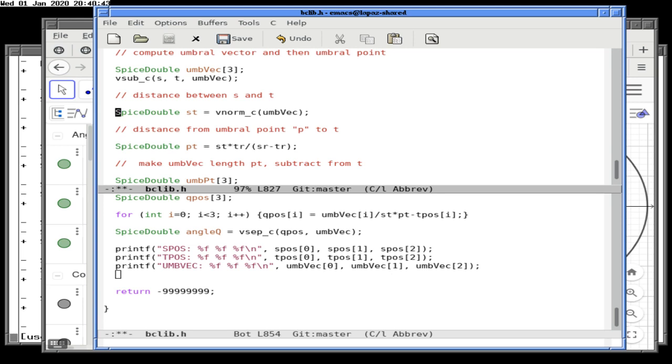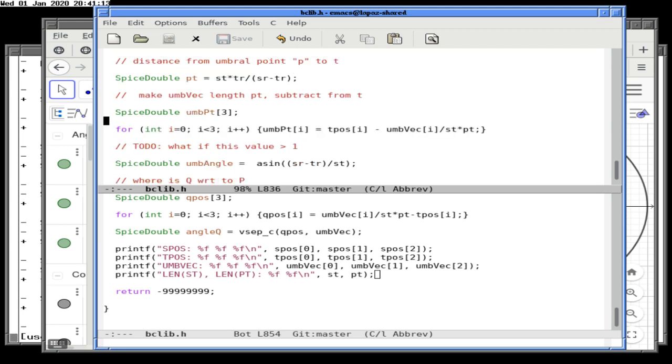Now, of course, this is just the norm of the umbral vector. But hey, if we're going to print out stuff, we might as well do it. ST. Okay, so we're just saying len ST and then len of PT. And then we get the umbral point. And I'm going to do something really ugly, by the way, in just a minute. So if you're interested, stay tuned, I guess. Umbral point.